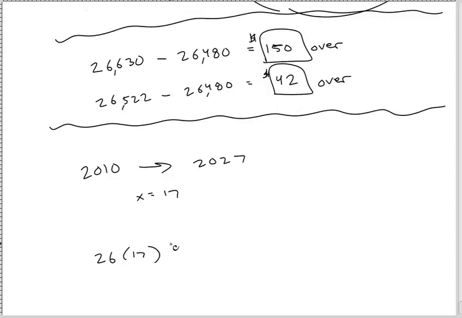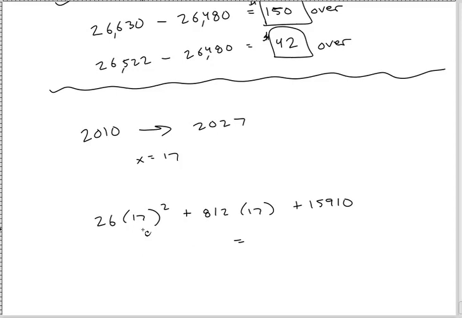So I got 26 times 17 squared plus the 812 times 17, and then the 15910. Definitely calculator. I don't know what 17 squared is. That's just 17 times 17. But, I mean, your calculator does the square. Even phone calculators will do that. Almost mistyped it. Be careful. Yep, so 37228 is my answer.